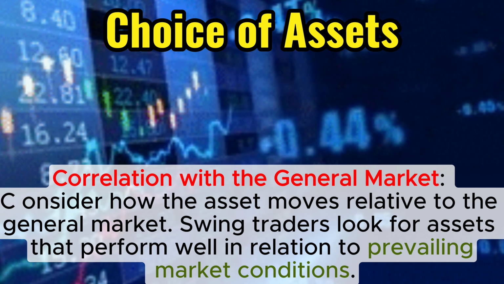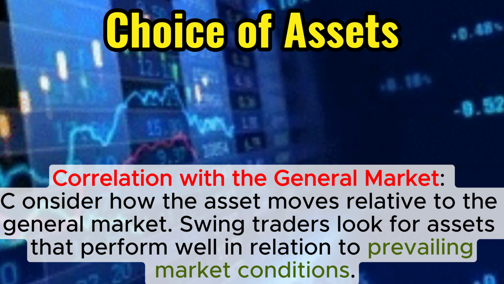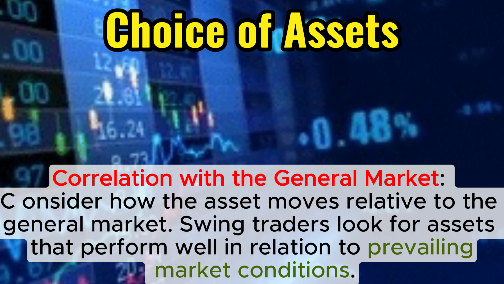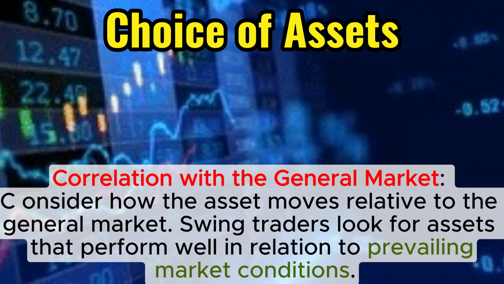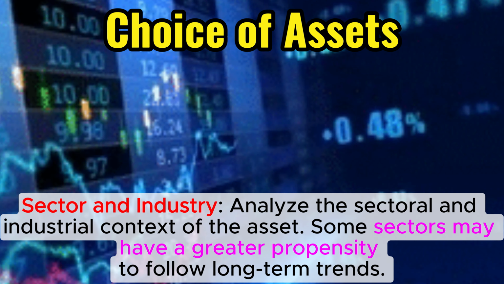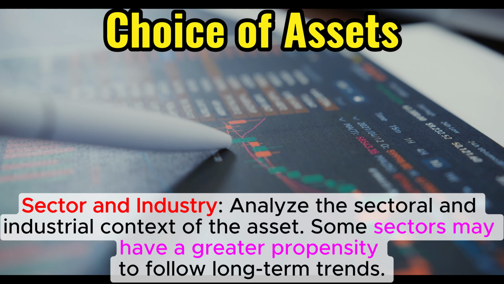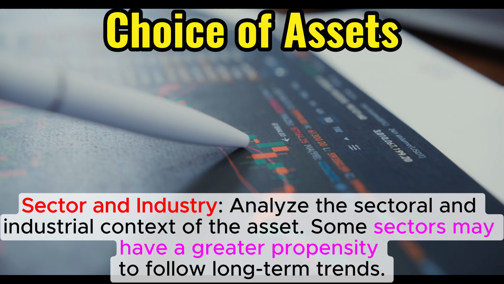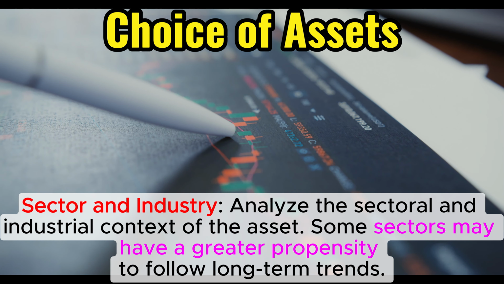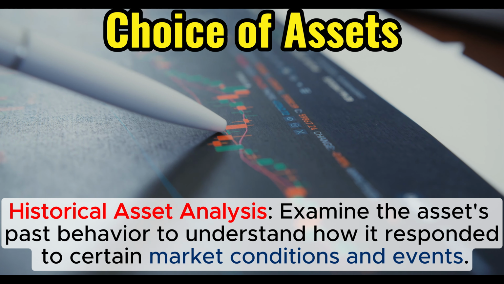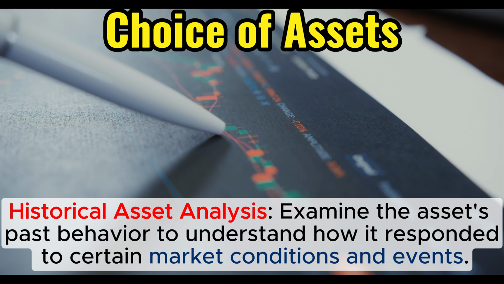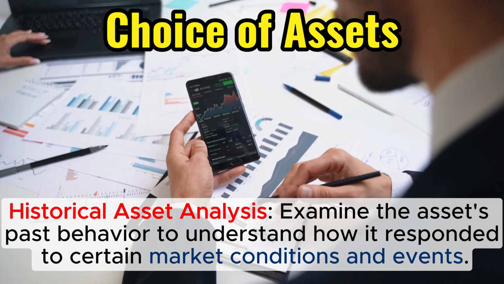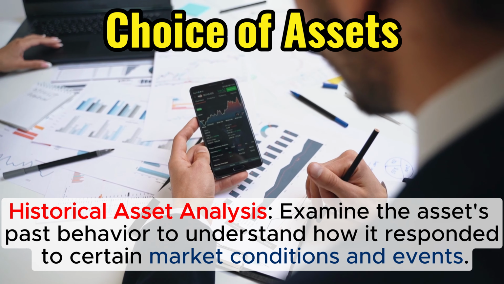Consider how the asset moves relative to the general market. Swing traders look for assets that perform well in relation to prevailing market conditions. Sector and industry. Analyze the sectoral and industrial context of the asset. Some sectors may have a greater propensity to follow long-term trends. Historical asset analysis. Examine the asset's past behavior to understand how it responded to certain market conditions and events.